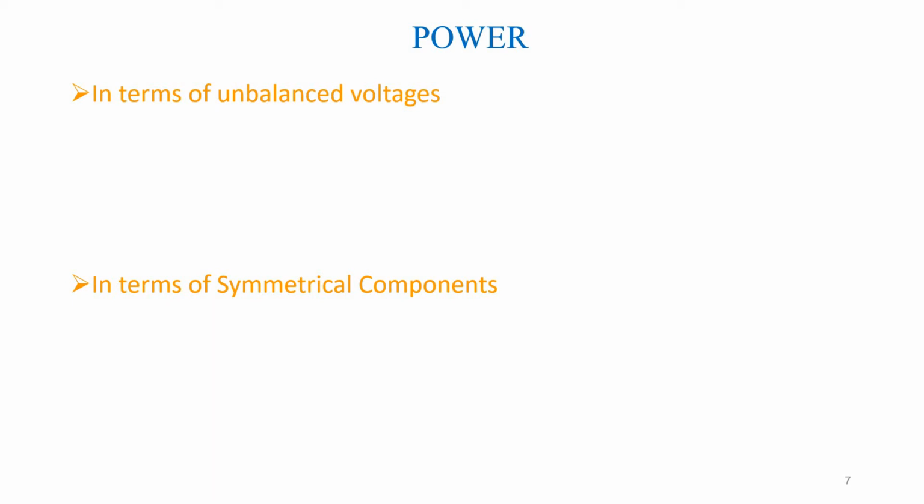So now we already know that the power is invariant whether you represent it with respect to the unbalanced voltages or with the symmetrical components; both will be the same. Now we have observed one small difference there. What is the difference? Let us see. I can represent the complex power S in terms of the unbalanced voltages as VA into IA conjugate plus VB into IB conjugate plus VC into IC conjugate.